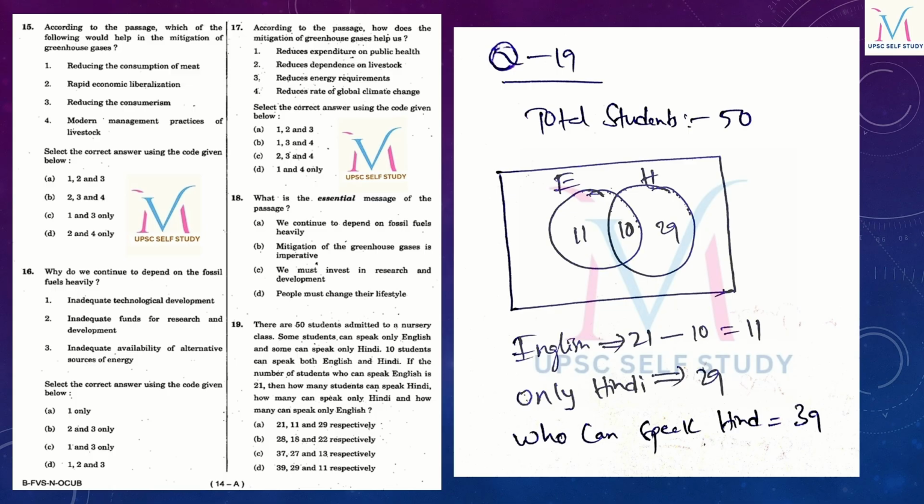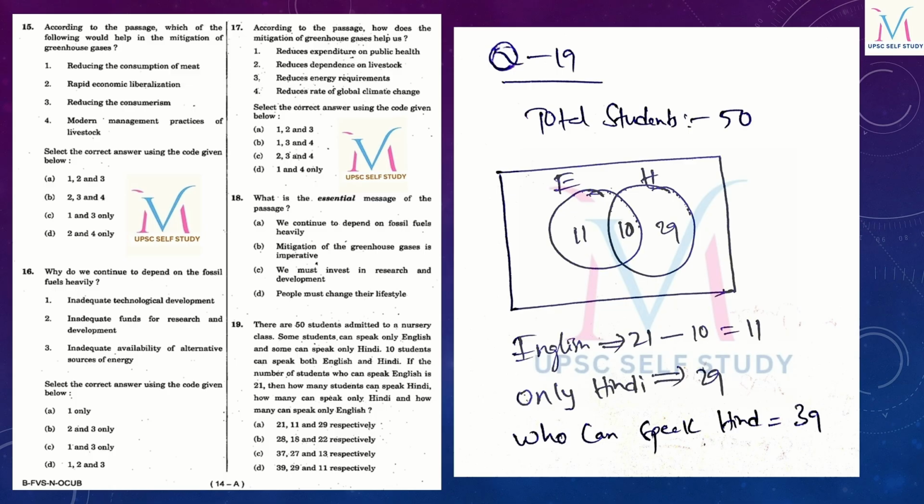And coming to the 16th, why do we continue to depend upon the fossil fuel heavily? Okay, why? Inadequate technological development, inadequate funds for research and development, inadequate availability of the alternative source of energy. So all of them are included: inadequate technologies, inadequate funds for research, inadequate availability of the alternative source of energy. So for the 16th question the answer is D.